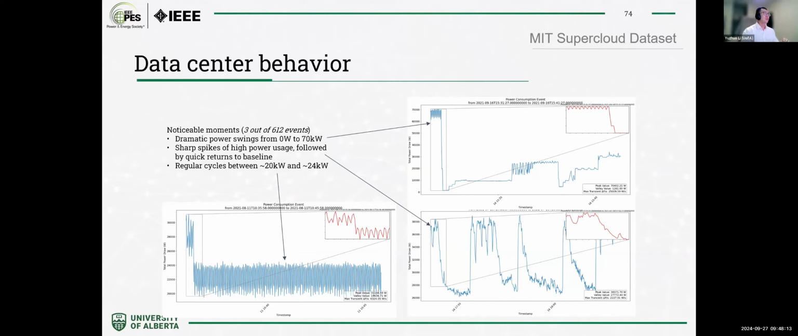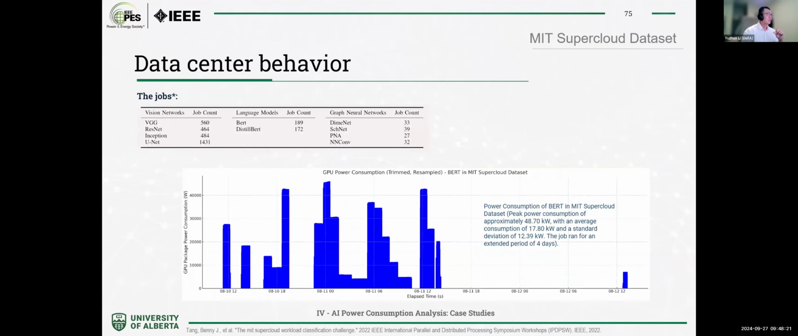And then we also observe some regular cycles, between 20 kilowatts and 24 kilowatts. If we dig deeper into this data center's behavior, based on the MIT SuperCloud paper, it describes jobs that are actually very diverse, as we observe from the statistical figures. It involves a lot of different AI algorithms, but this is not all of the computation. Of particular interest, we want to highlight the BERT inside this data set.